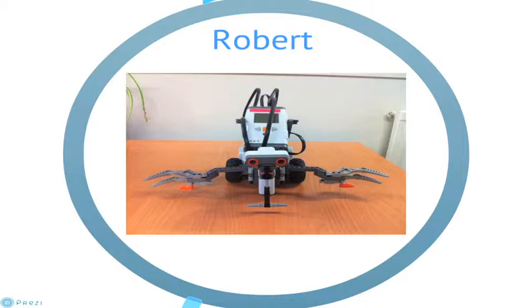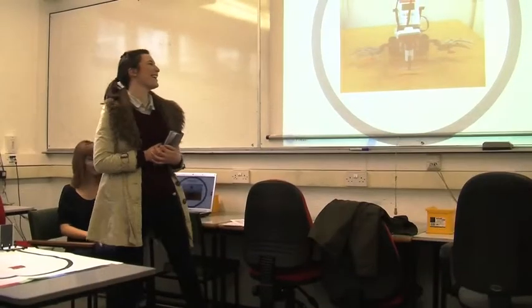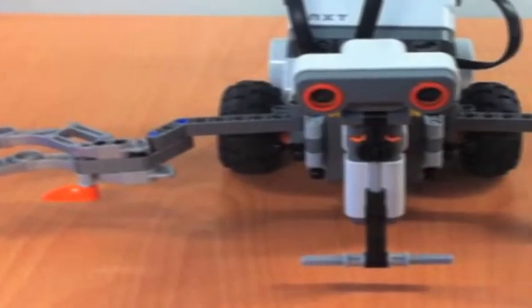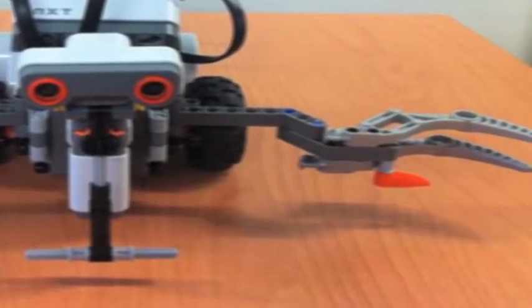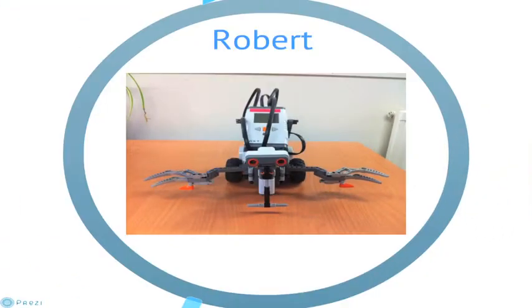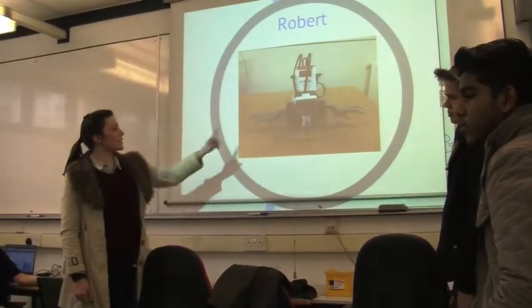Now, this is the outcome of our robot. We very originally called him Robert. As you can see, it includes claw-like arms which pick up a ball, an ultrasonic sensor, which detects objects in its way and a goal, and a touch sensor.